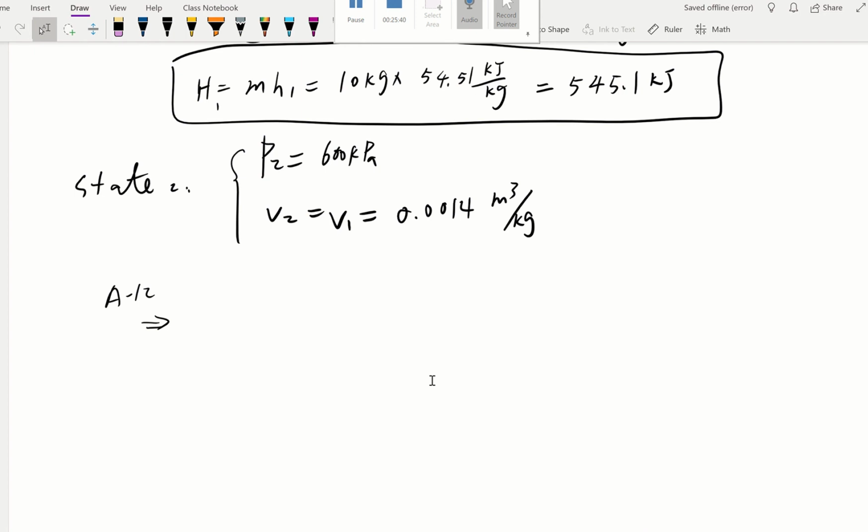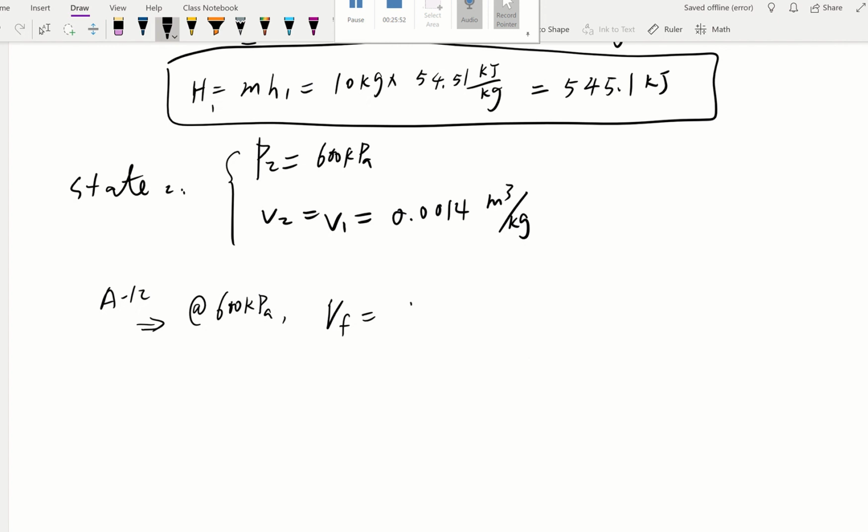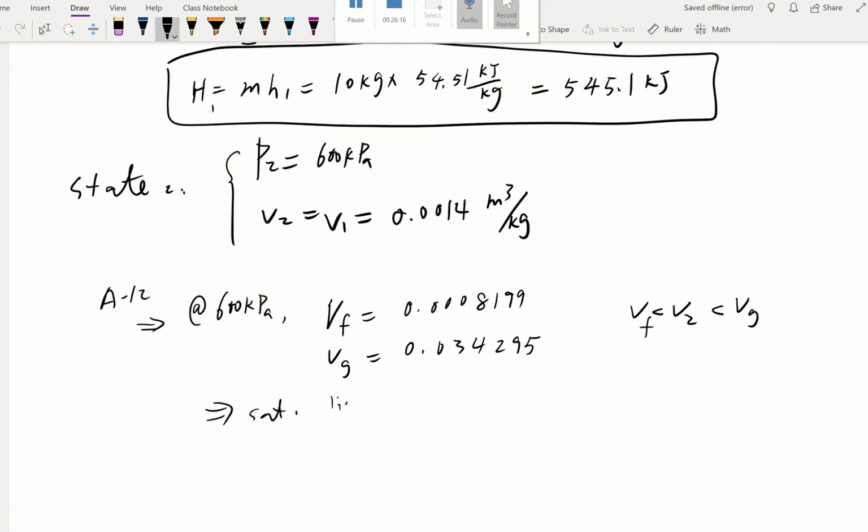So we're going to write this one down at 600 kilopascal. From table A12, hopefully you get the same VF I'm having. It is 0.0008199, and our VG is 0.034295. So knowing those two, our V2 is between VF and VG. So we know it is, again, a saturated liquid vapor mixture.